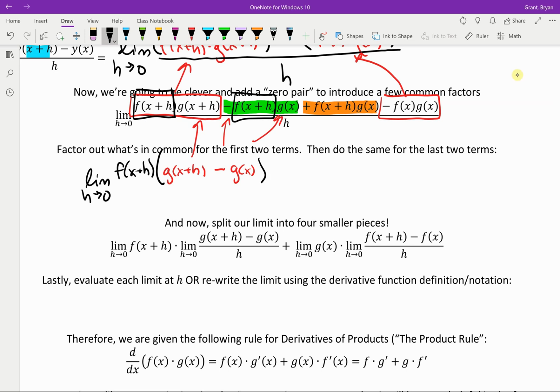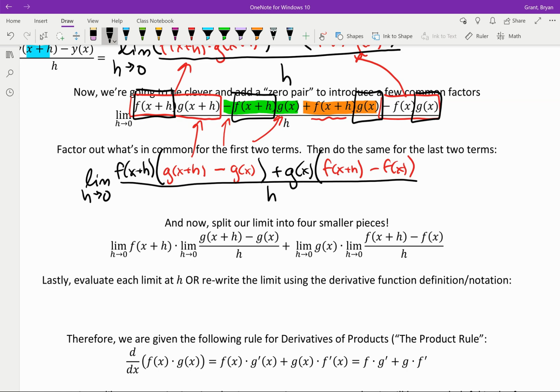Okay, all right, plus, now we'll do the same thing on the other side. On the other side, let's see, what do we have in common here? I think we have a g of x in common here, so we'll factor out that g of x and say, okay, well, what do we have left inside? Well, we have an f of x plus h and a minus f of x. All of this still, of course, being divided by h.